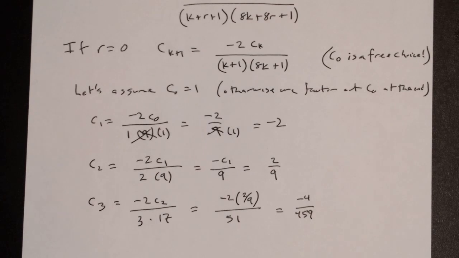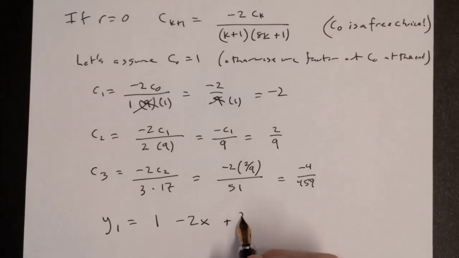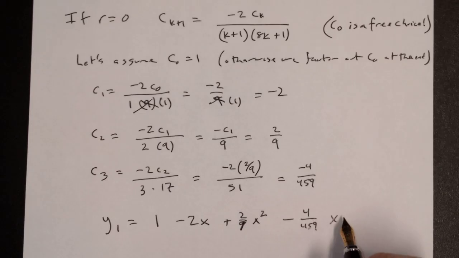R was 0, right? So that means this power series is 1 minus 2x to the 1 plus r, but r is 0, plus 2/9 x to the 2 plus r, minus 4 over 459, x to the 3 plus r, but r is 0.